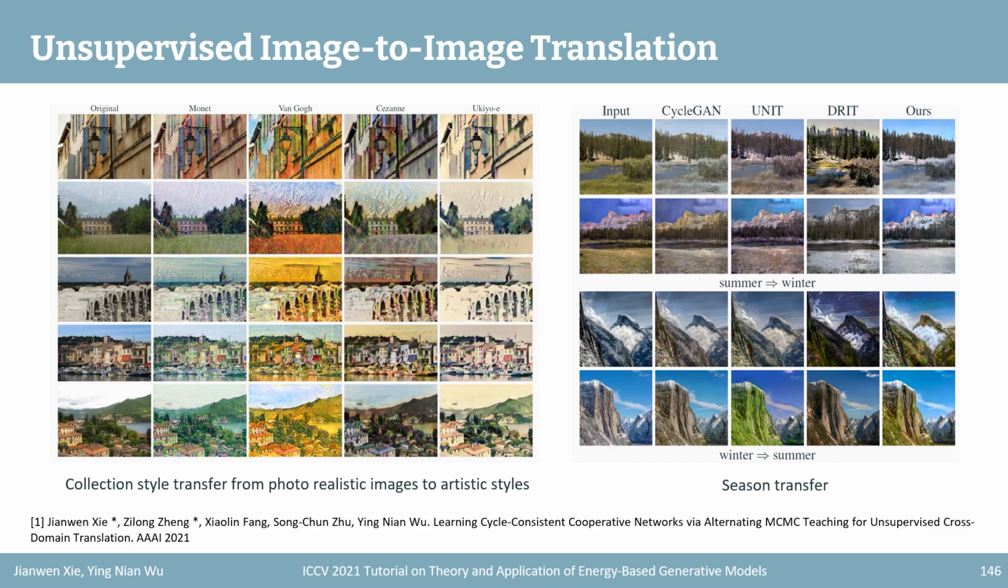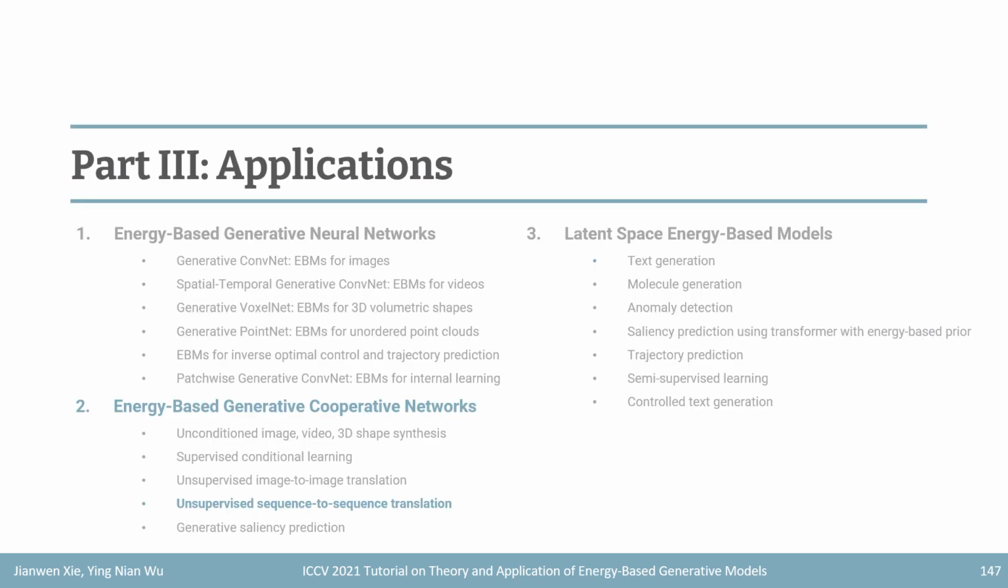Here are some results of unpaired image-to-image translation by the cycle-consistent generative cooperative network. Results shown on your left-hand side are style transfer from photorealistic image to artistic style. The results displayed on your right-hand side are season transfer between summer and winter. Next, I'm going to talk about unsupervised sequence-to-sequence translation.